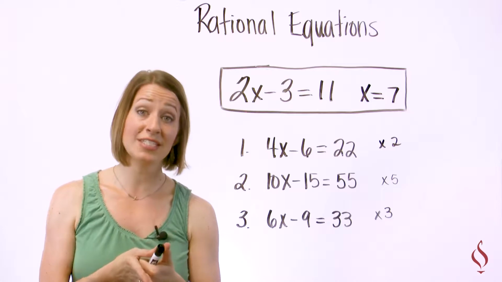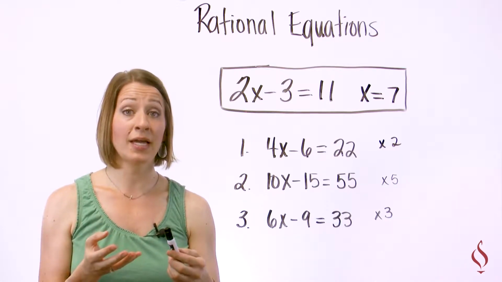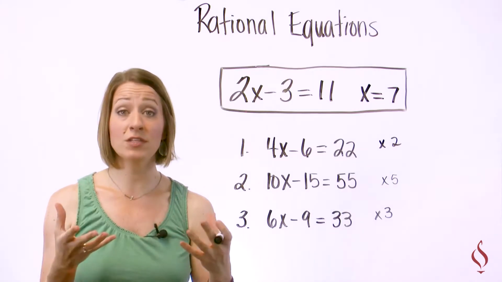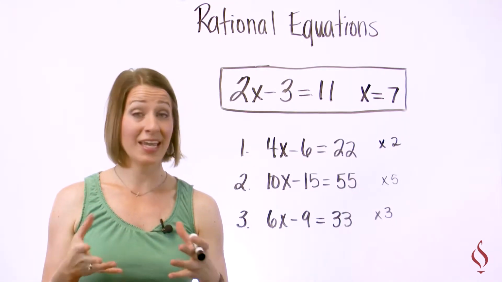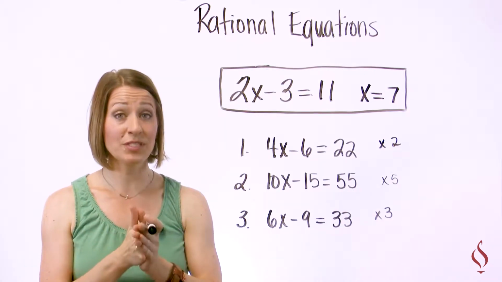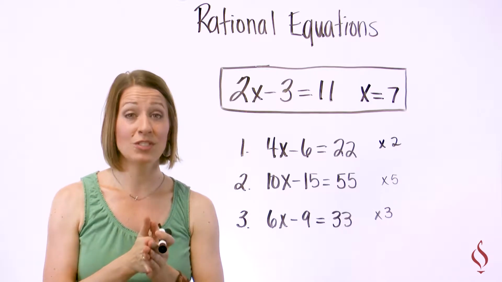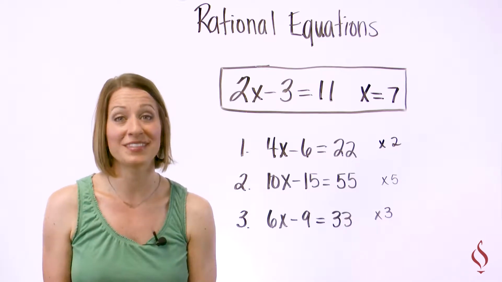Now I showed you this experiment to prove to you that you can multiply all parts of the equation by the same number, and it doesn't affect the value of x. Okay? That principle we're going to use when solving rational equations. So get ready for the first example.